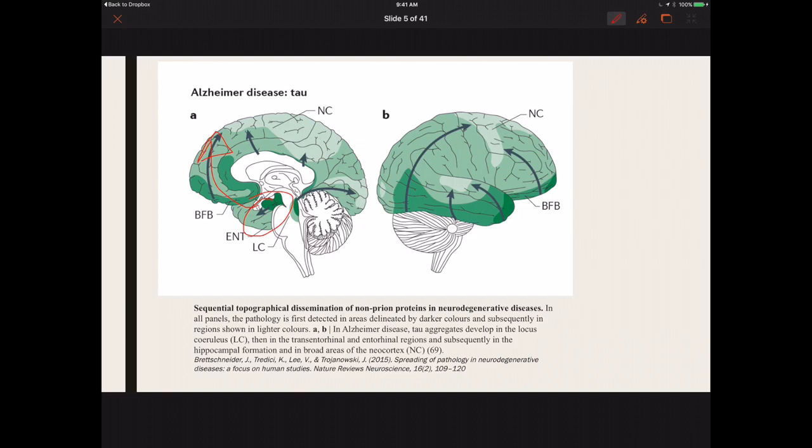Recently, there has been a great deal of work detailing how these pathological protein aggregates may trigger aggregation of proteins in neighboring brain areas, and there may be such a thing as transsynaptic transport of the pathology of these protein aggregates.